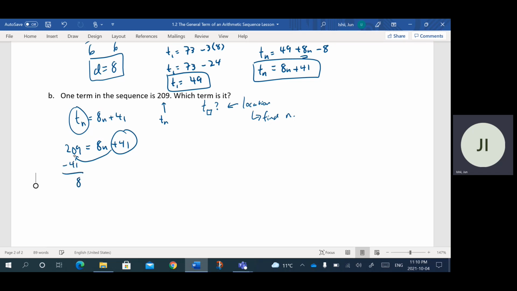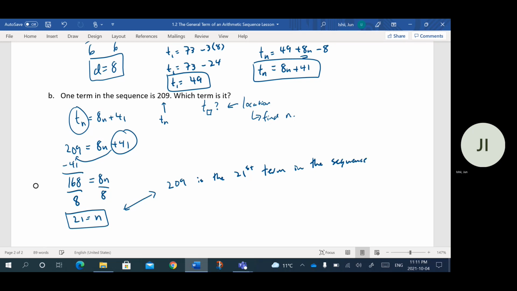So when I do that, I have 168 is equal to 8n. And then to solve for n, divide both sides by 8. We get n is equal to 21. So that means that, yes, 209 is the 21st term in the sequence. In other words, T21 is 209. All right, cool.